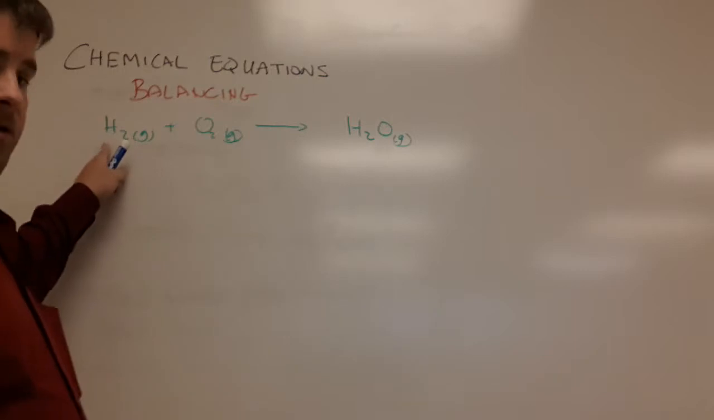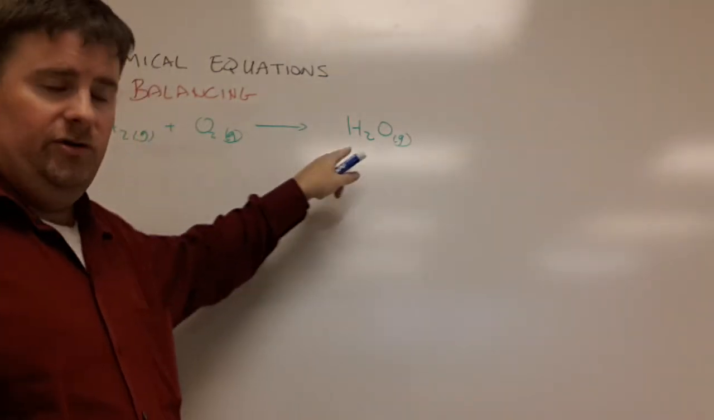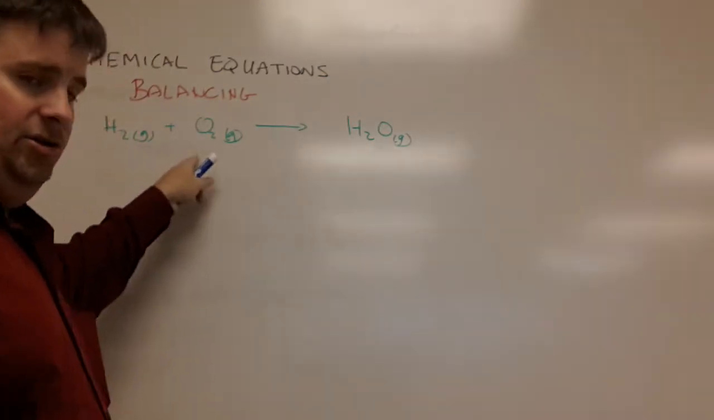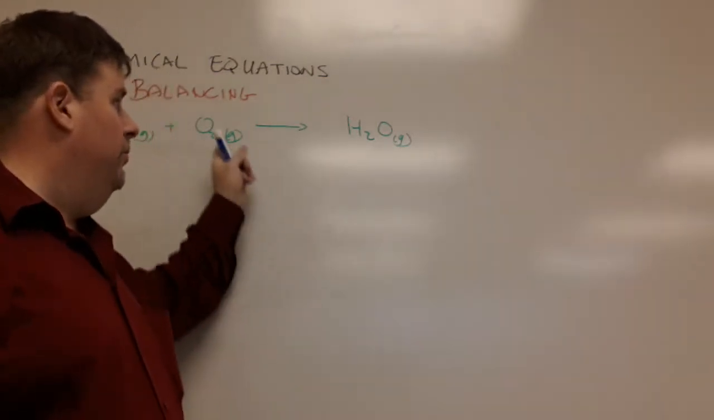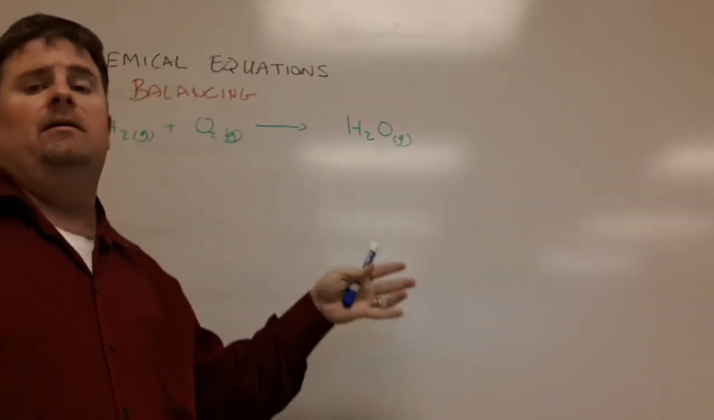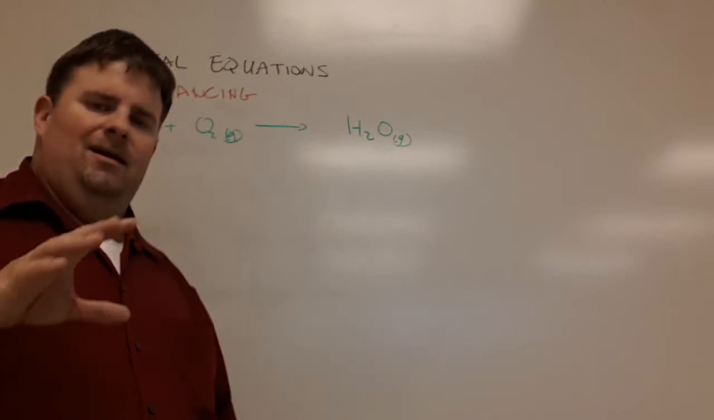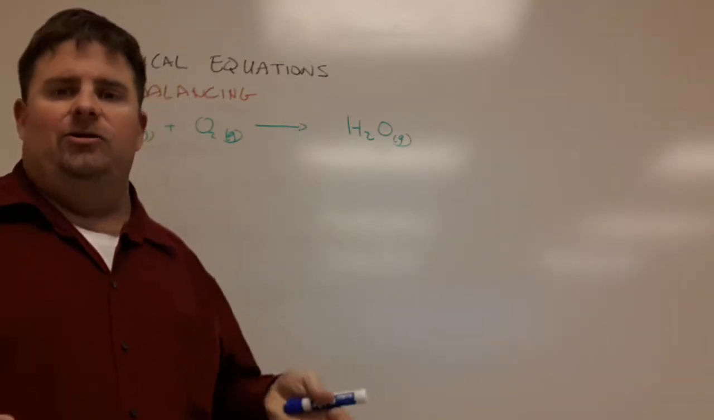So I've got two hydrogens here. I've got two hydrogens over here. So far, so good. One oxygen, one oxygen. How do I solve that? Well, you could put 1/2 oxygen here. That would work, okay? But for balancing in general, we don't like using half numbers.